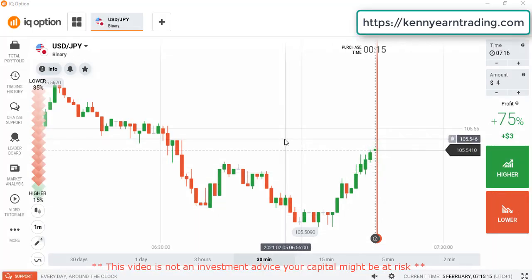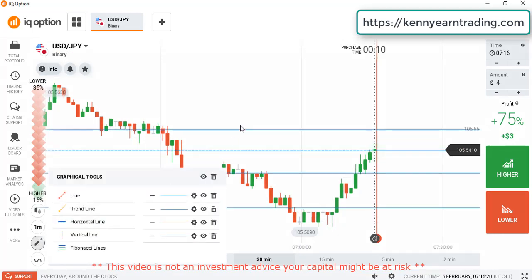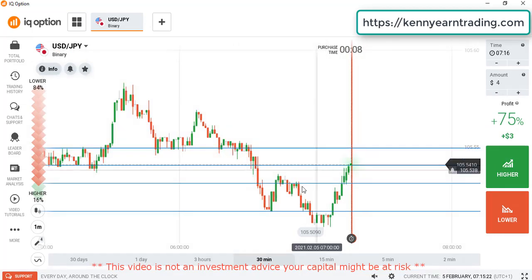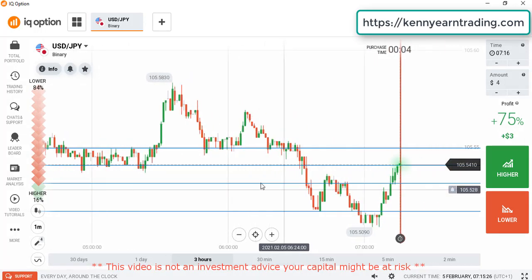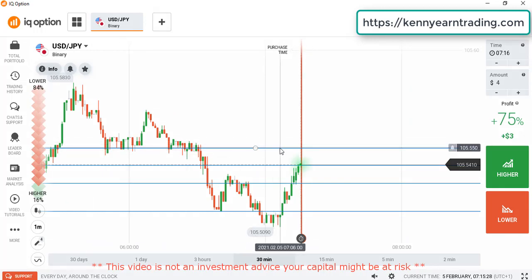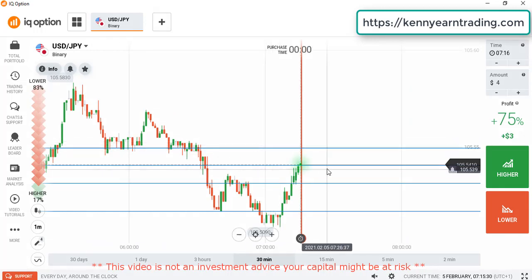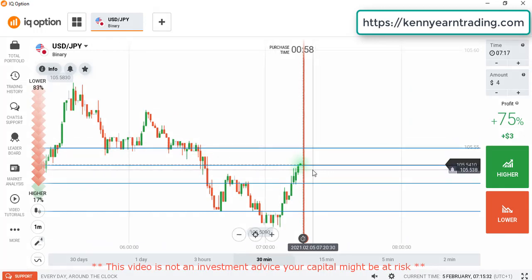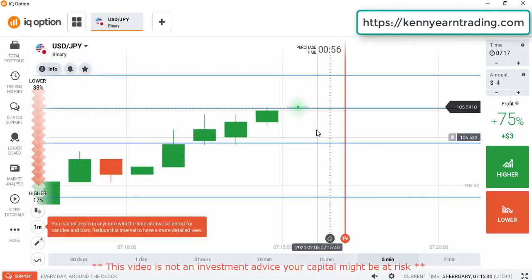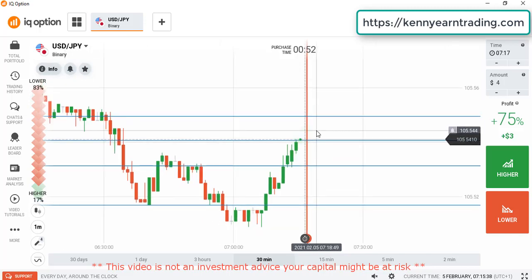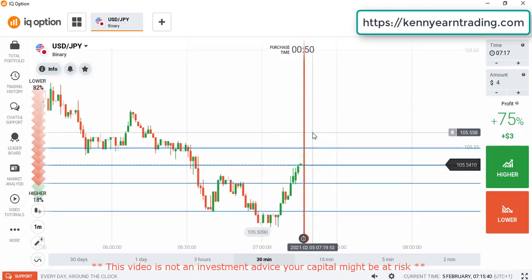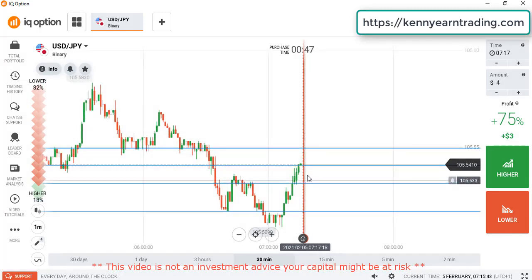Okay, so having said that, I've marked out some levels in the past. I'm going to use these levels to predict the market movement in terms of support and resistance. You can see now the market is at one of the levels. Let's see the candle that is going to form there, and I'll place my trade on the next candle.